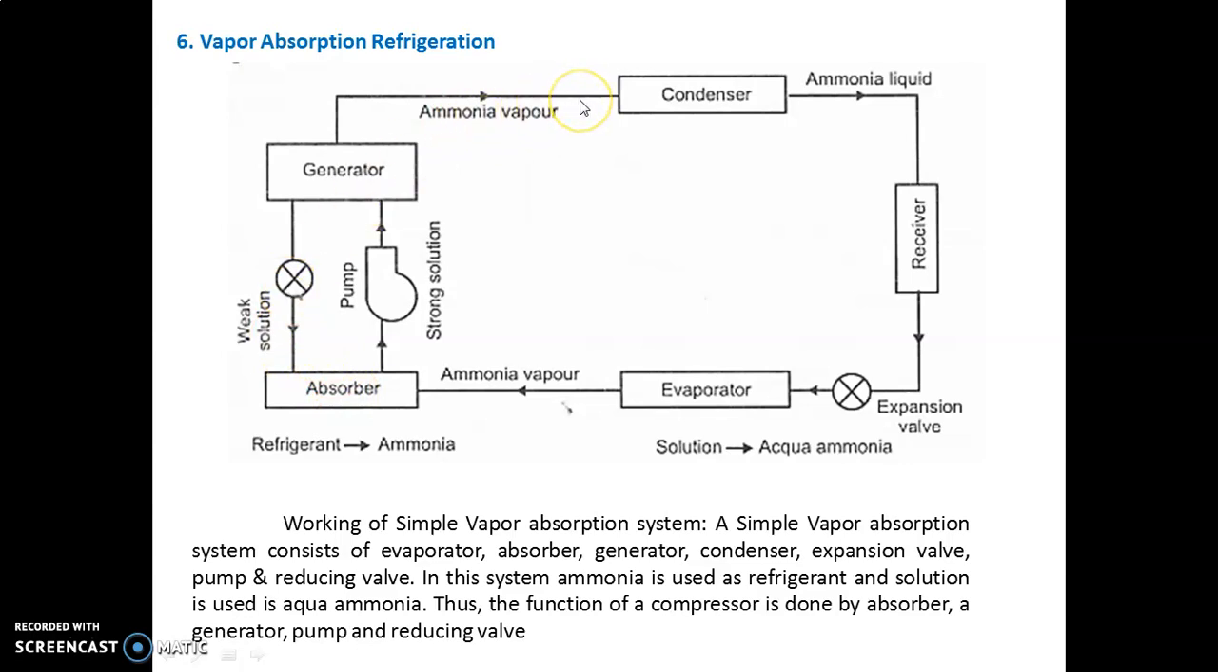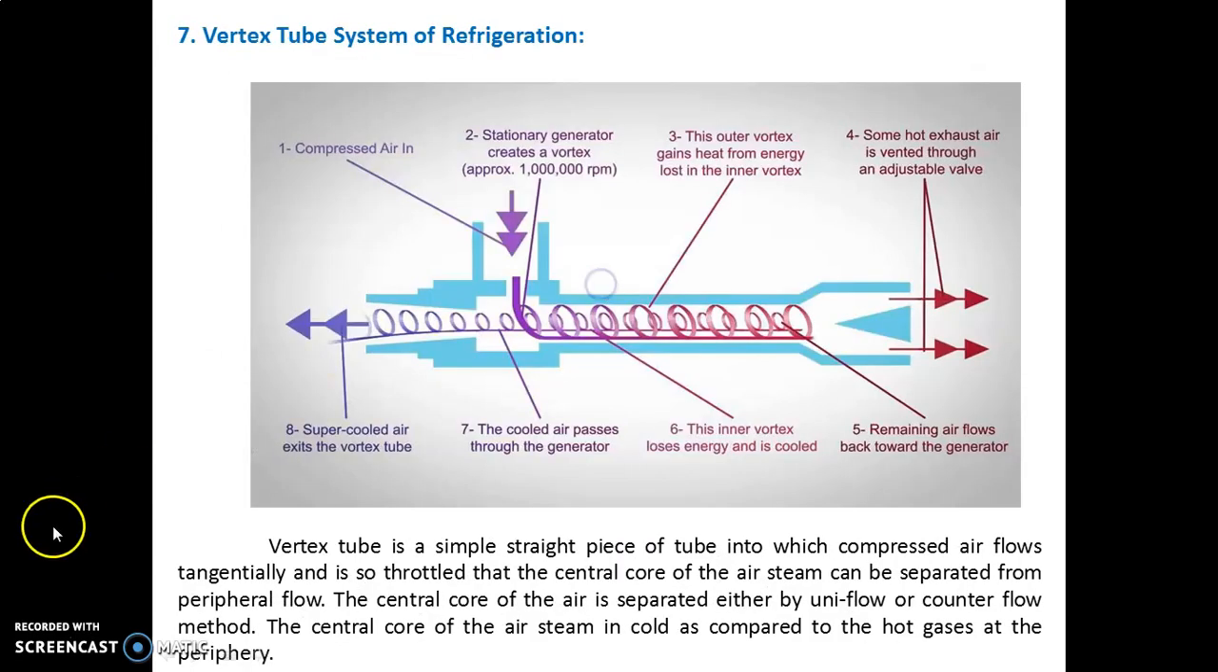And that high pressure, high temperature ammonia vapor refrigerant enters the condenser where latent heat of condensation takes place and a phase change takes place from vapor to liquid, and that liquid refrigerant enters the expansion valve through the receiver. In the expansion valve, the pressure and temperature of the liquid refrigerant are reduced, and the same refrigerant enters the evaporator. In the evaporator, latent heat of absorption takes place and a phase change takes place from liquid to vapor, and this cycle continuously repeats itself. So this is all about the vapor absorption refrigeration system.